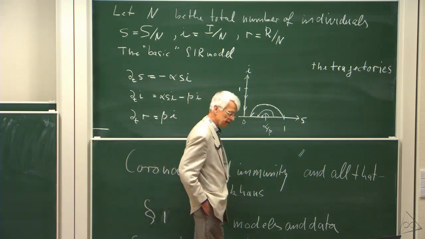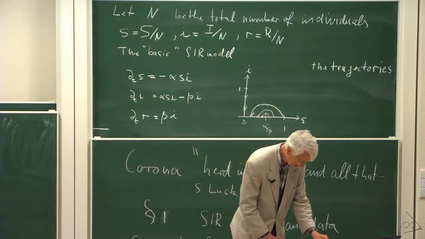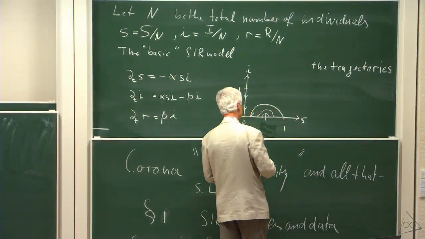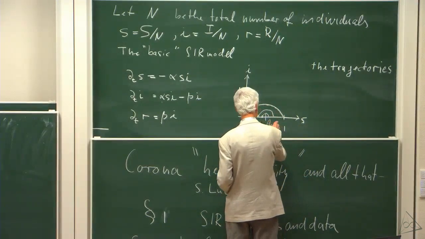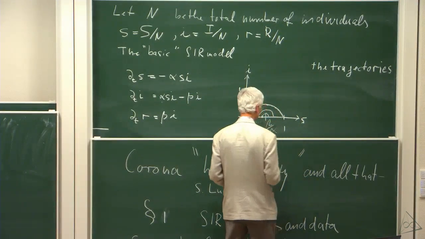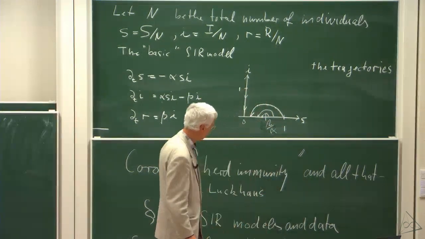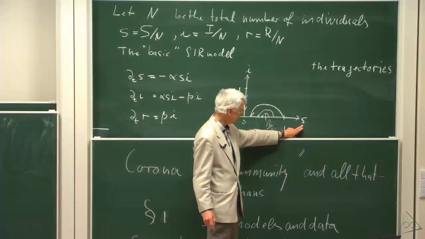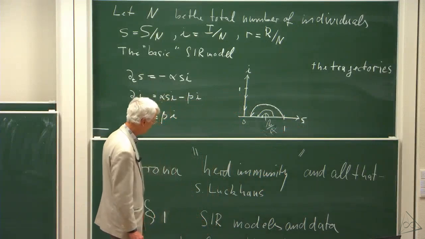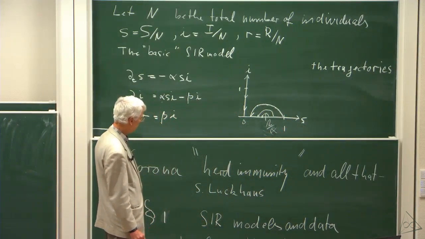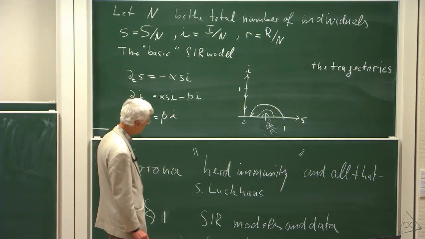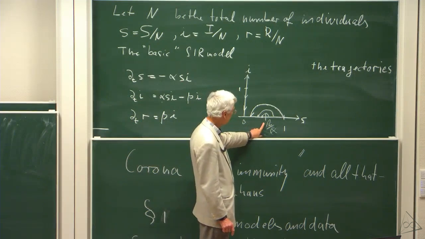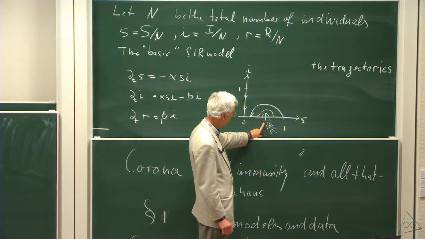And the rate, now I see that I made a mistake. It's not alpha over beta, it's beta over alpha. Sorry. So beta over alpha is the value of S, the number of susceptibles, or the percentage of not yet removed in the population, at which the number of infections always starts to decrease.